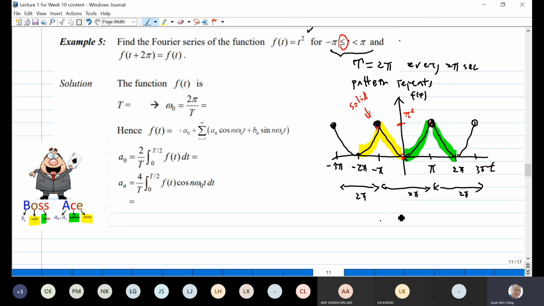The function is even, so Bn is equal to 0. Being a reflection, you can see left hand side and right hand side are equal. And let's calculate here. I know the period is 2 pi, every 2 pi it repeats itself.